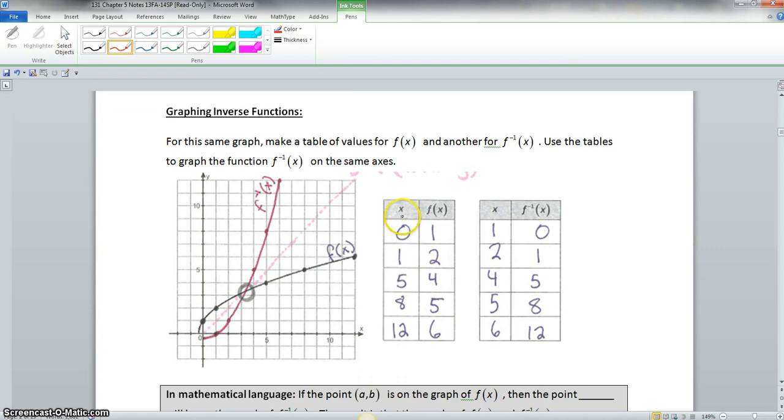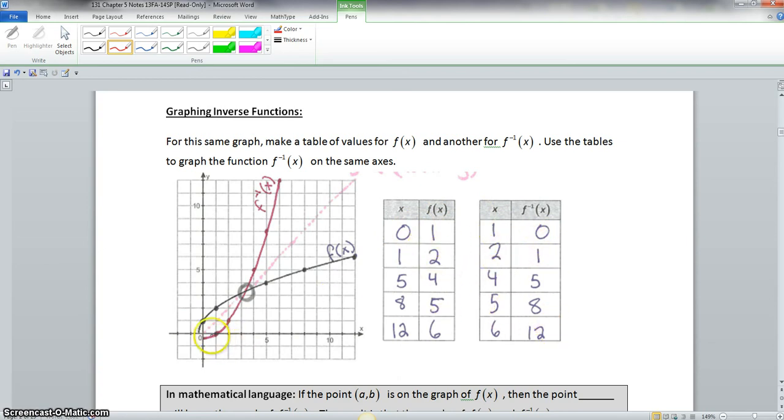So first of all, I had x be 0, 1, 5, 8, and 12. And then I also figured out those points here. And these points were already plotted for you. Now we have to do their inverse. So the inverse is, your f of x will become x, and your x will become the f inverse of x. So if you notice, they all switched.